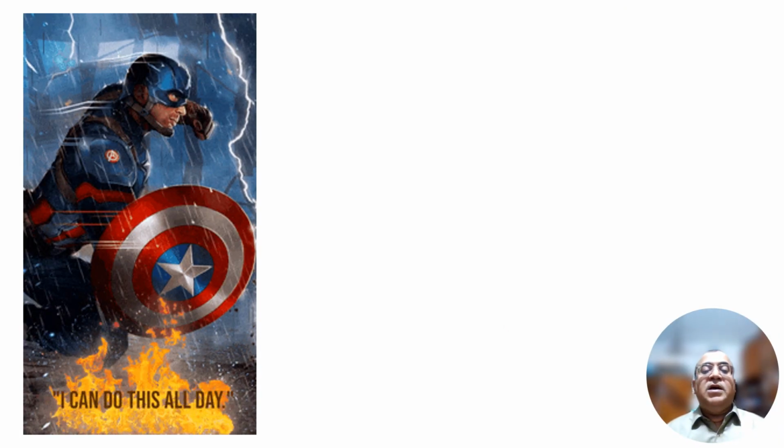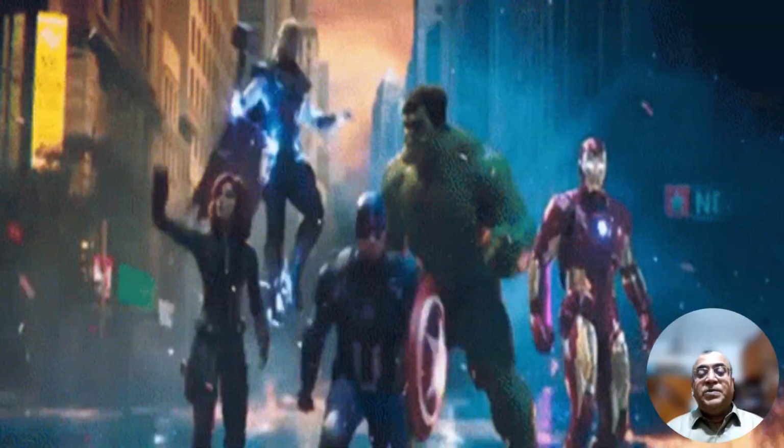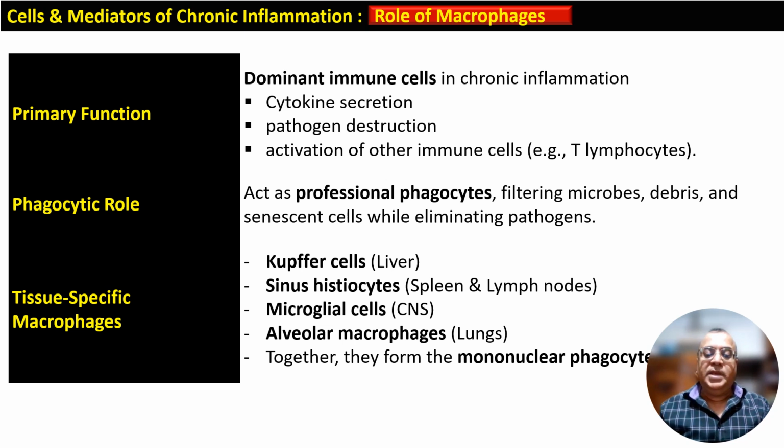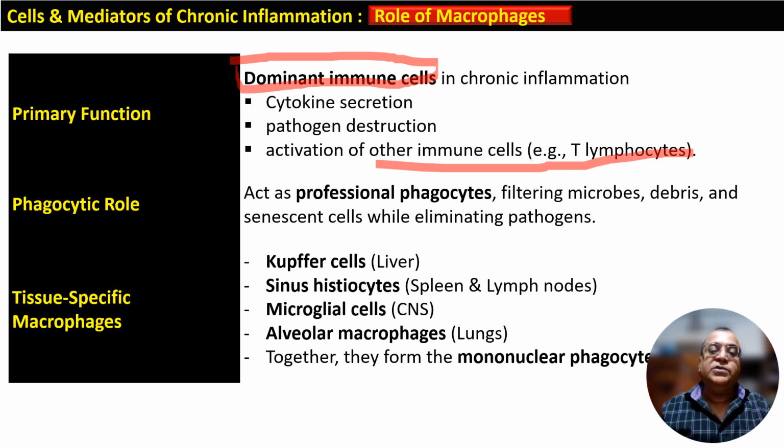Although the macrophages are the predominant cell variety of chronic inflammation, they play in concert with lymphocytes and other cells, other subsets of the T lymphocytes, and there is an armamentarium of cytokines and lymphokines that are associated with this mechanism. So macrophages are the dominant immune cells in chronic inflammation. They are responsible for cytokine secretion, destruction of the pathogen, and activation of other immune cells such as T lymphocytes.